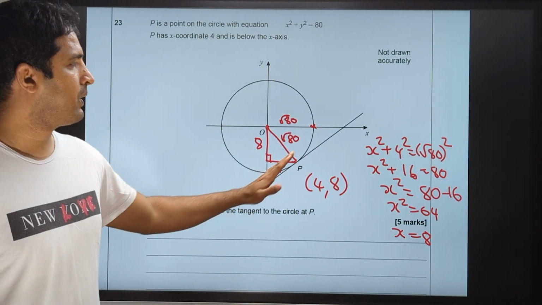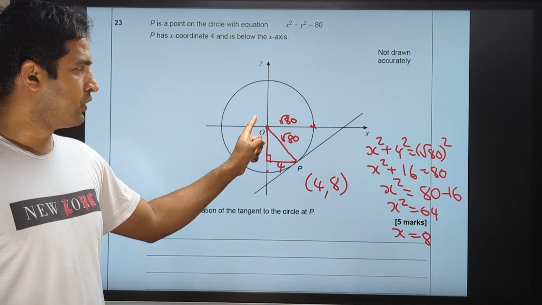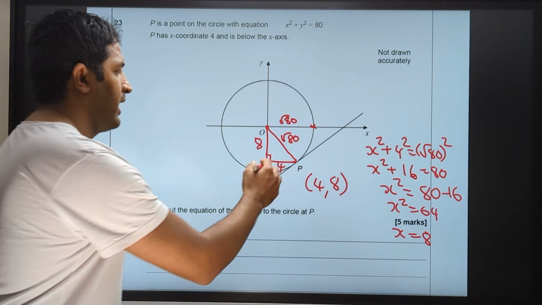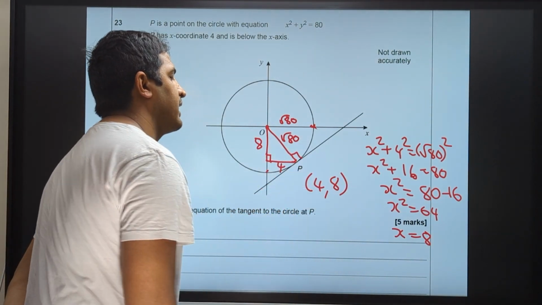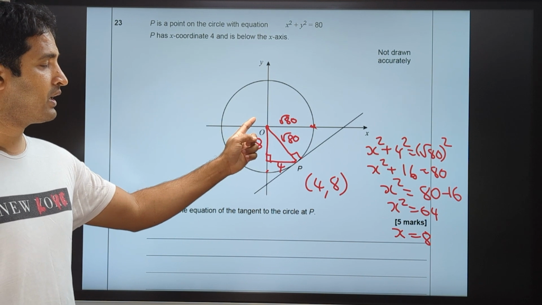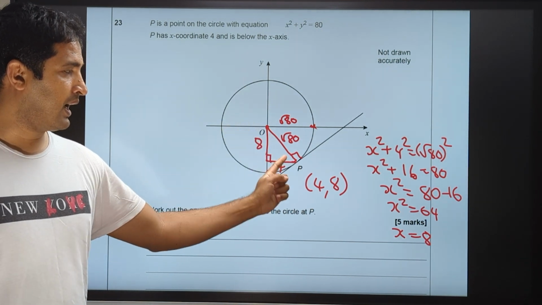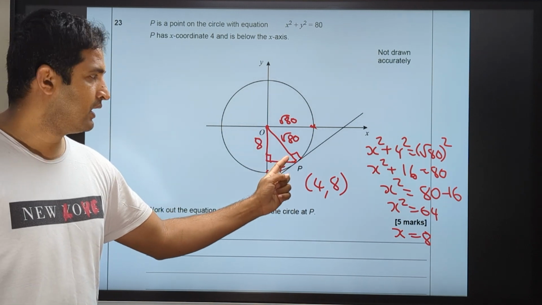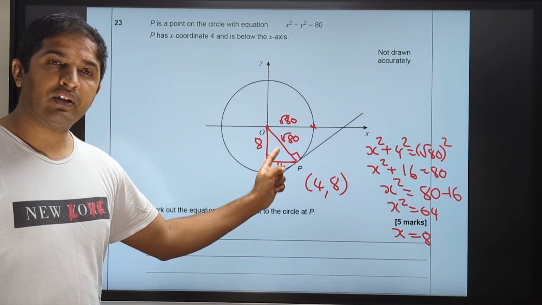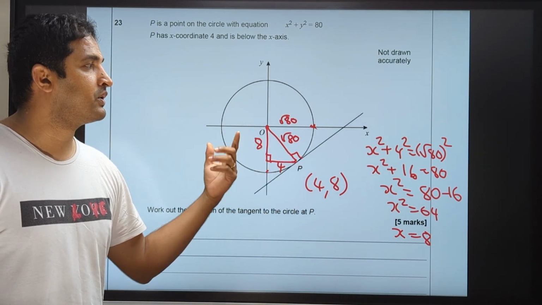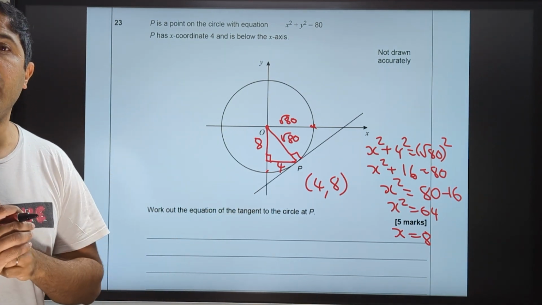We need to work out the equation of that tangent. We also know this is root 80 and this part here makes a 90-degree angle. So we can actually try and work out the gradient of that line, root 80. That makes this the tangent, and this the radius. Radius and tangents always meet at a 90-degree angle.